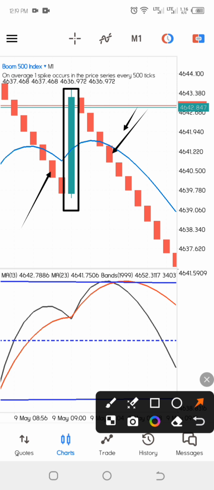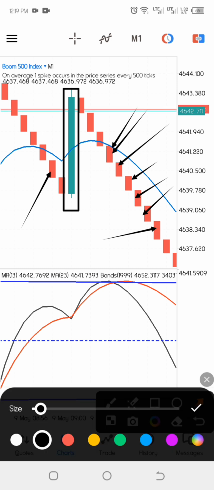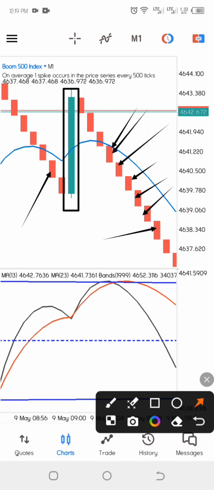So the candles stand for number 1, number 2, number 3, number 4, and number 5 candles. Now we enter our trade right at this candle. That is the candle we want to enter our trade. Now your stop loss will be at this area, below the number 5 candle.